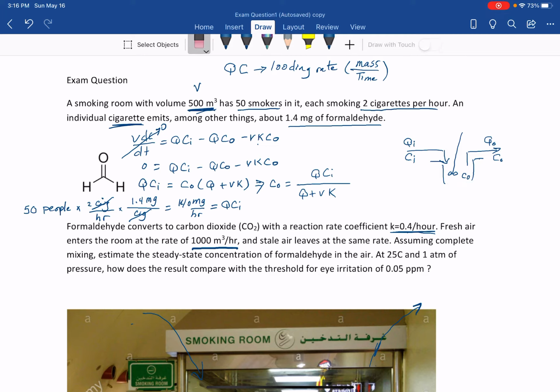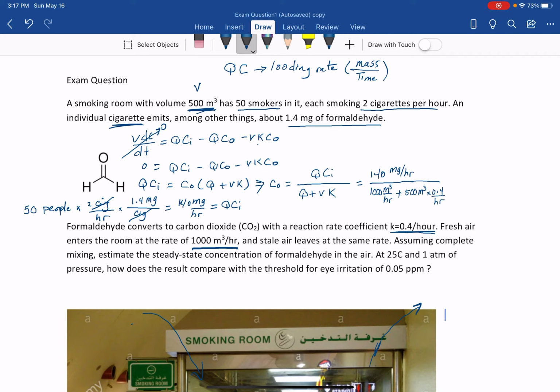Okay, so let's erase this so we could finish the CMFR parameters. So QCI is 140 milligram per hour, and Q is 1 meter cubed per hour, plus volume is 500 meter cubed, times K is 0.4 per hour. And this would give you, you could cancel out hour with hour, and then you will end up with milligram per meter cubed. So that will give you 0.117 milligram per meter cubed.